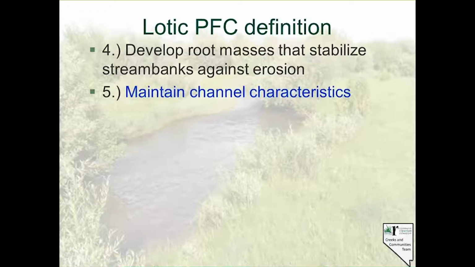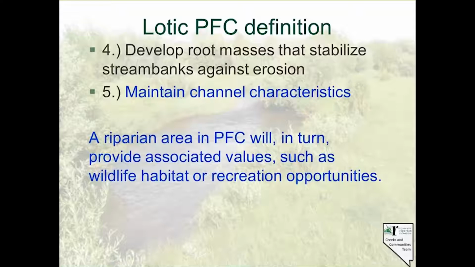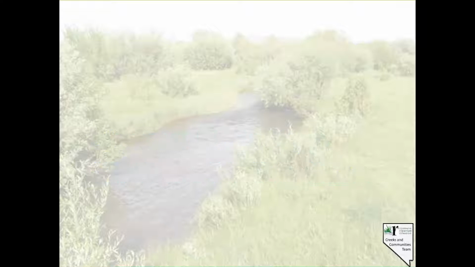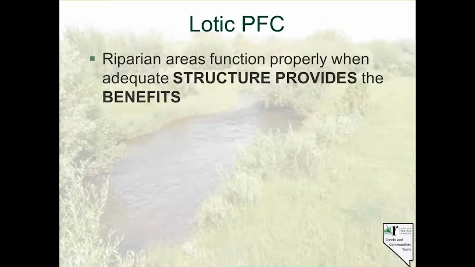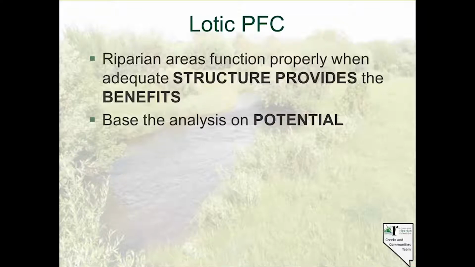And if you have all that, a riparian area in PFC will in turn provide associated values. So when we get the form and the function, then we start getting the things out of that area that we usually think of as the good parts of a stream: the vegetation, the wildlife, shade, forage, high water quality, those sorts of things. So riparian areas function properly when adequate structure provides the benefits. So we're looking at channel form and floodplain form and function, and then vegetative form too. What do they add to that?